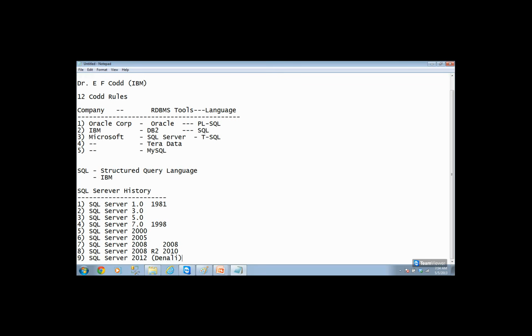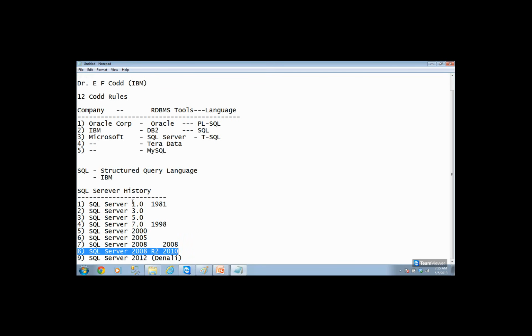Now you have to install this software on your computer. What is the software you have to install? SQL Server 2008 R2. R2 means release 2. So we are practicing this. If somebody asks what the version is, you have to say SQL Server 2008 R2. Now you have to download this software on your laptop and install it. I'll show you how to install it and everything.